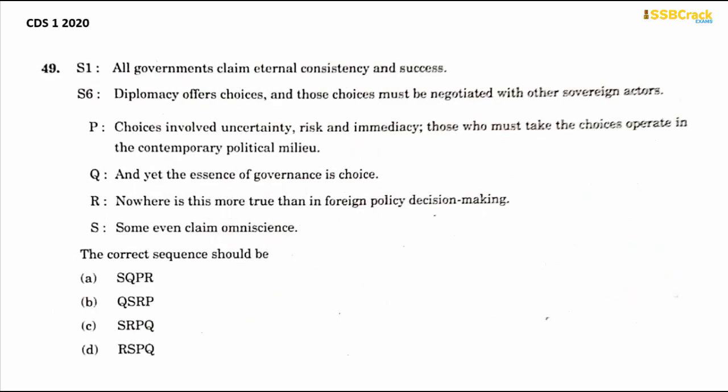Next question. All governments claim eternal consistency and success. The last sentence: diplomacy offers choices and those choices must be negotiated with other sovereign actors. Now, all governments claim eternal consistency and success. Some even claim omniscience. So here some means some governments. So you need to find a combination starting with S. But it is not sufficient because there are two combinations starting with S, as you can see. Right? So you have to find some other clues also to be more specific.